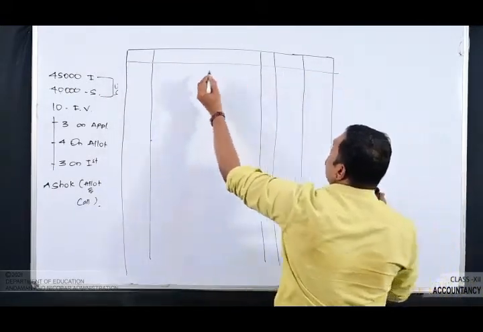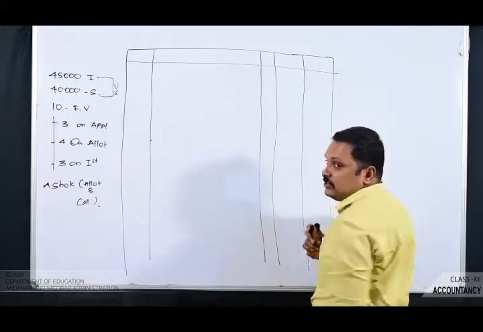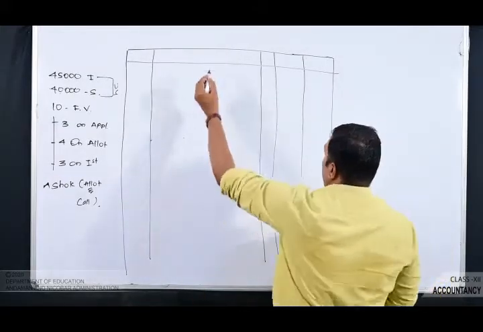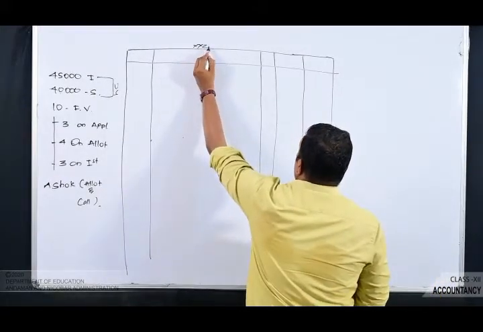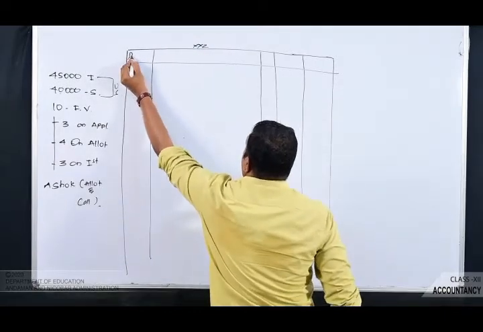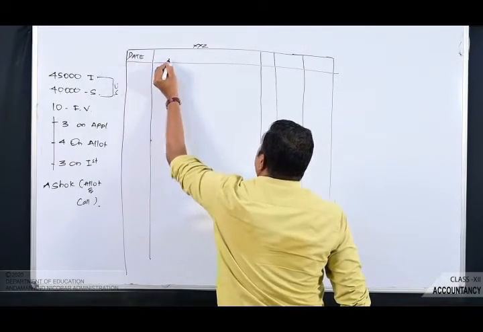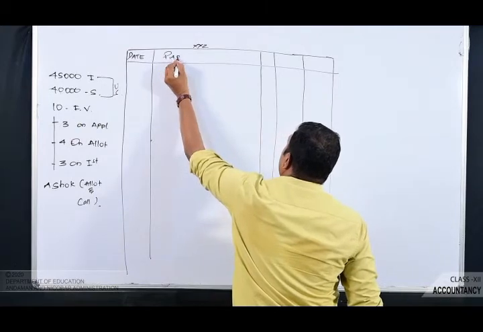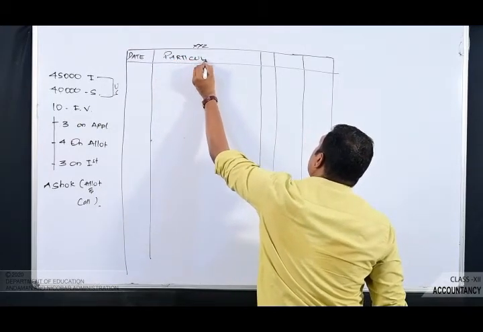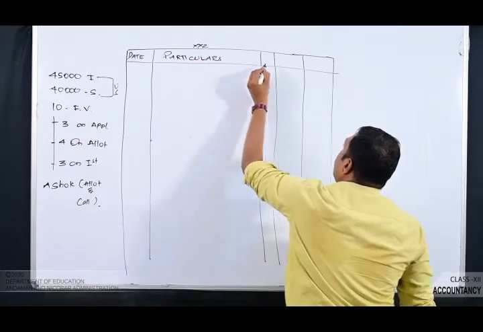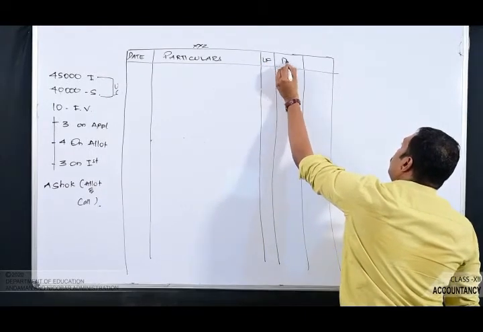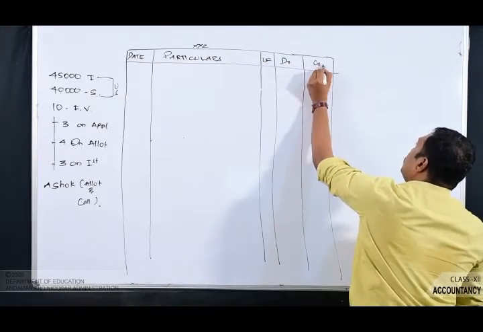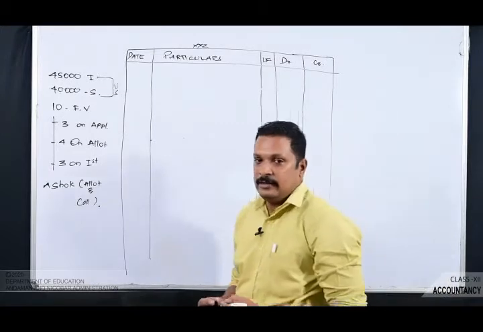The name of the company is, what is that? XYZ Limited, right? This is XYZ Limited. Your date, particulars, ledger folio, debit, credit. Let's start.